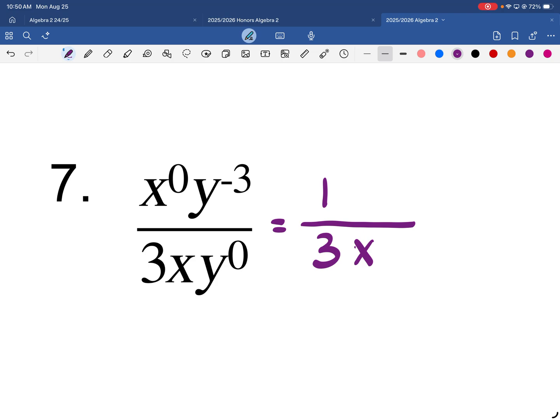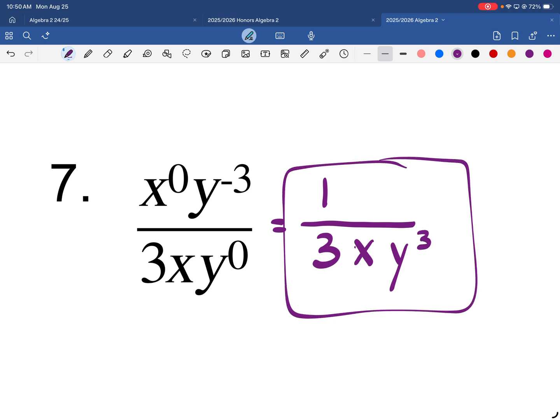I've got negative 3 and 0. So what's bigger, negative 3 or 0? 0. So it's going to go on the bottom. What's 0 minus negative 3? A minus is a plus. So that's going to be a 3.